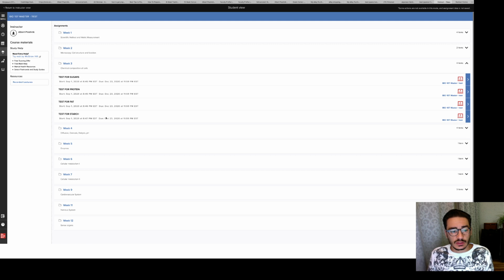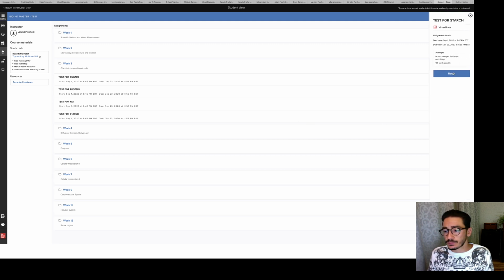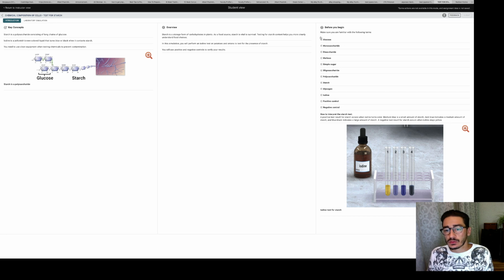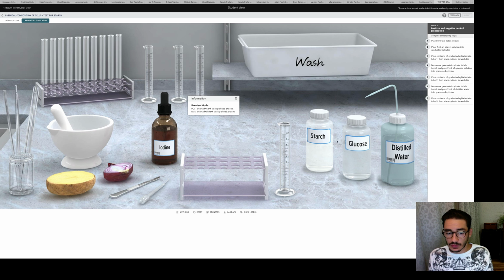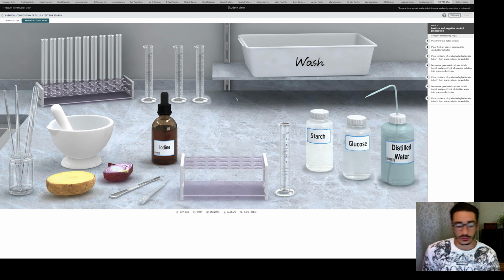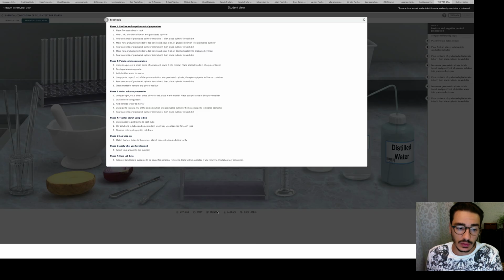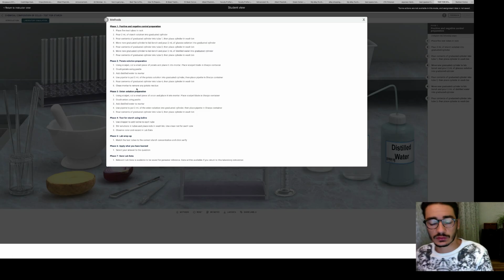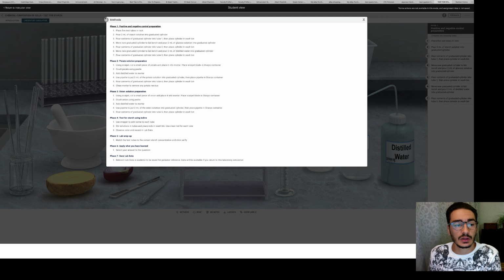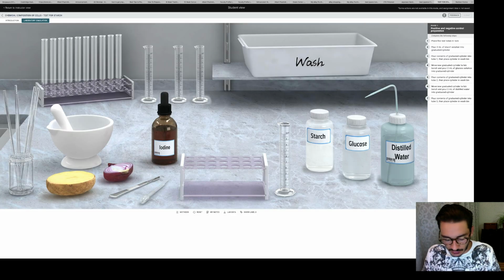And the last one is the test for starch. We're going to use iodine. In this case you have to do exactly the same. You go to the methods and you follow your methods. Always when you do experiments, go to the methods first, check if you have everything, and then you can pursue the experiment. So in this case, I'm just going to skip some steps.